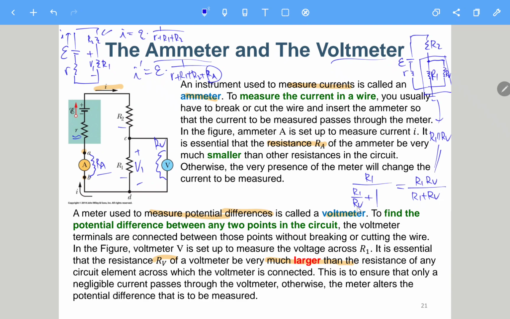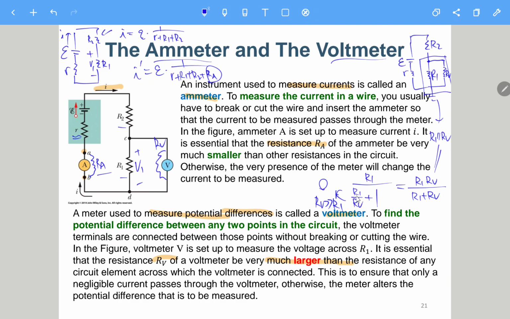Okay, so you can see that if RV is much larger than R1, then this will tend to 0. Okay, so this is 0, this is 1. So it turns out to be 1.